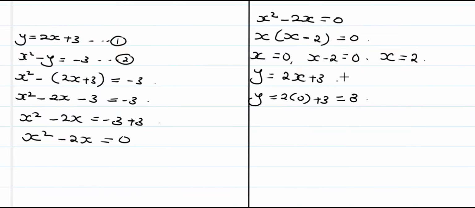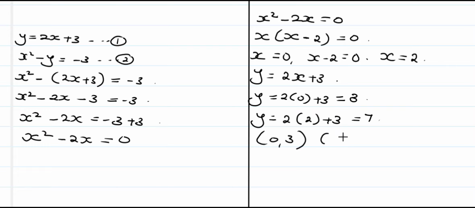How about when x is 2? When x is 2, y is equal to 2, but now we know x is 2, plus 3, like this. So it becomes 2 by 2 is 4, 4 plus 3 is 7. So y becomes 7. So the solution for this question becomes: when x is 0, y is 3, and when x is 2, y is 7. So these become the solutions of this question.